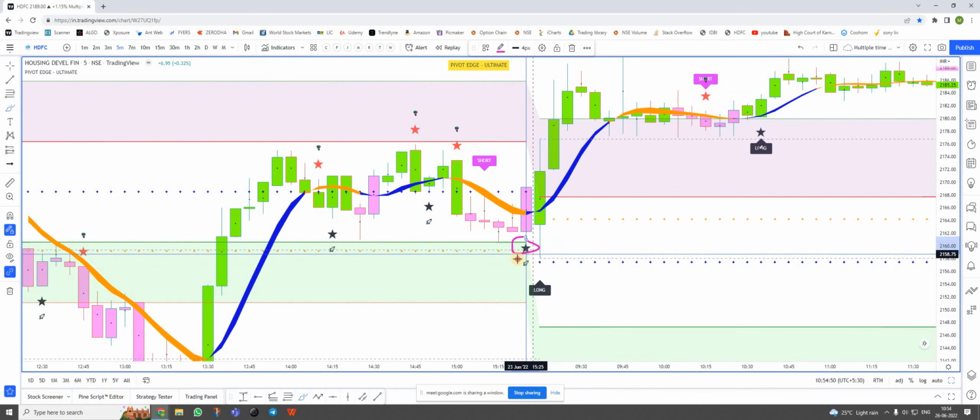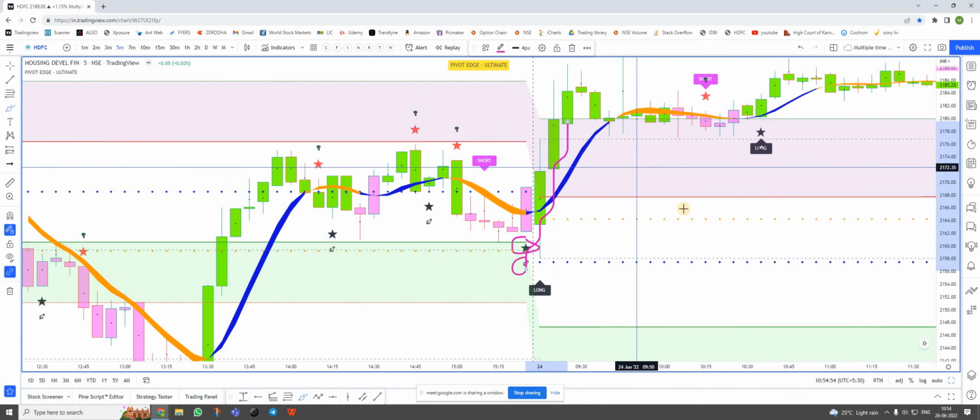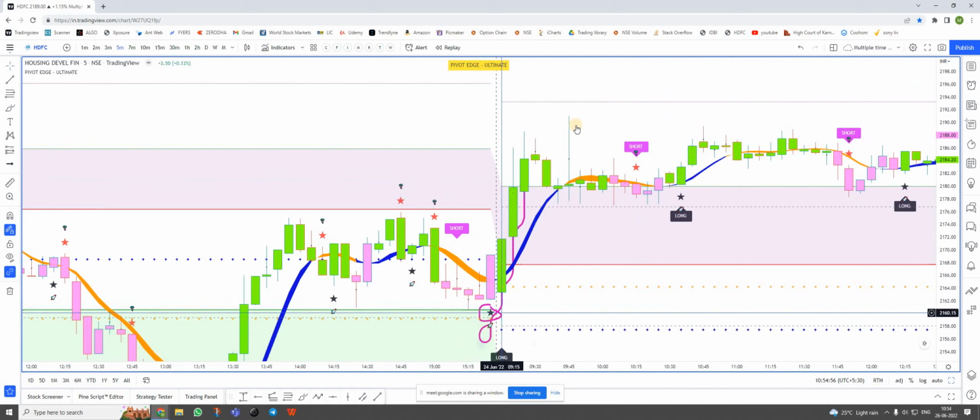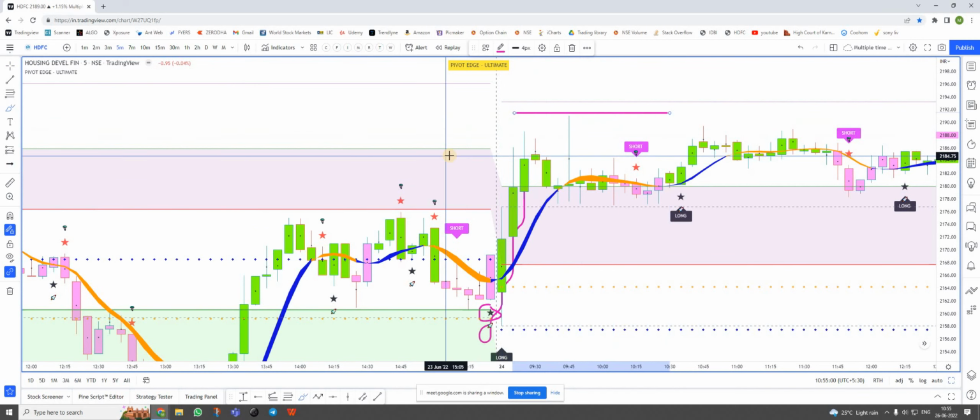Black star and a rocket symbol, I believe. So it is indicating that price will shoot up like a rocket. That's what happened next day. It went up, so you could gain some profit here with that position.